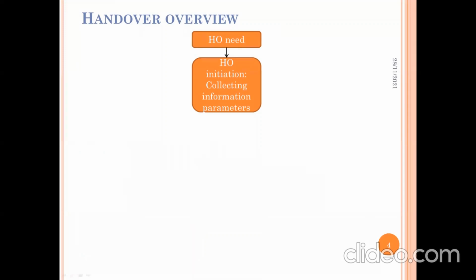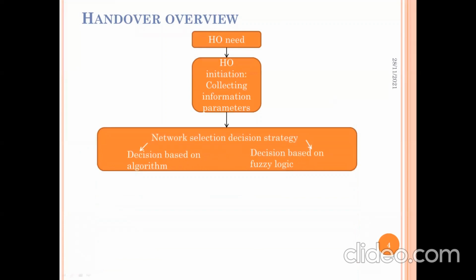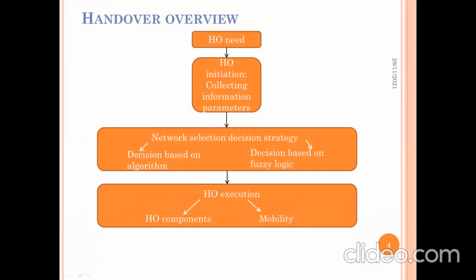These parameters will be used in the second phase, which is the network selection decision strategy, where the selection is done based on two different techniques. The first one is algorithms, the second one is fuzzy logic. And in the last phase, the handover execution has one main objective, which is having a smooth handover between the existing network and the target network.